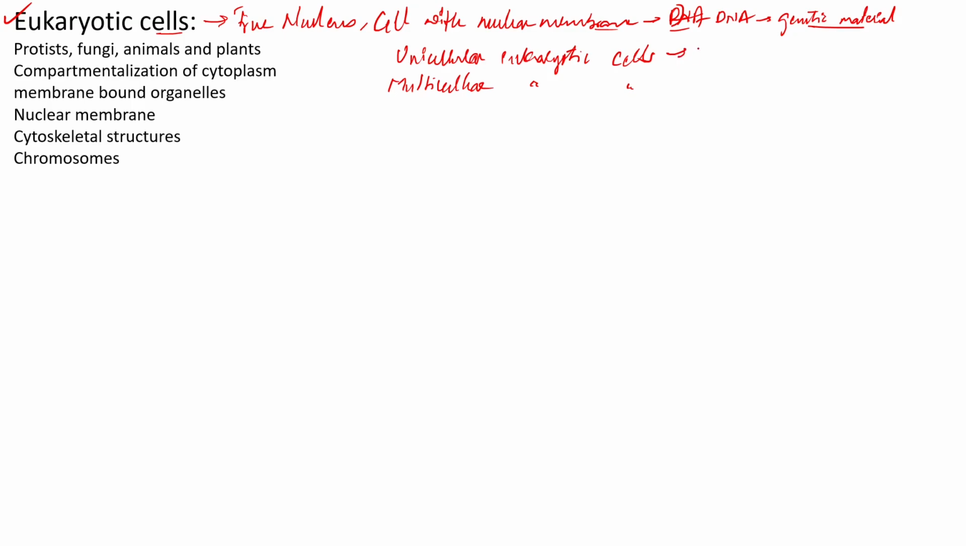For example, the protozoa are examples of unicellular eukaryotic cells, and for multicellular eukaryotic cells we have many examples: plants, fungi, etc. Here we have some examples: the protista and fungi, animals and plants. These are the most common and well-known eukaryotic living organisms.